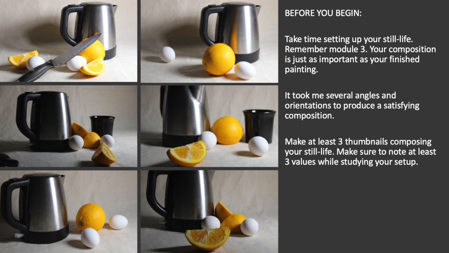Take time setting up your still life. Remember Module 3, your composition is just as important as your finished painting. It took me several angles and orientations to produce a satisfying composition. Make at least 3 thumbnails composing your still life. Make sure to note at least 3 values while studying your setup. You will need to include 5 in your finished painting.